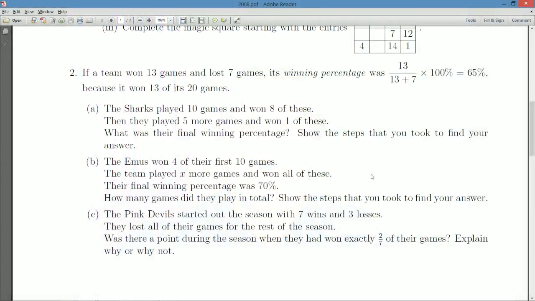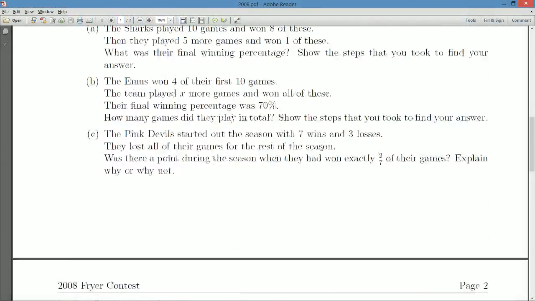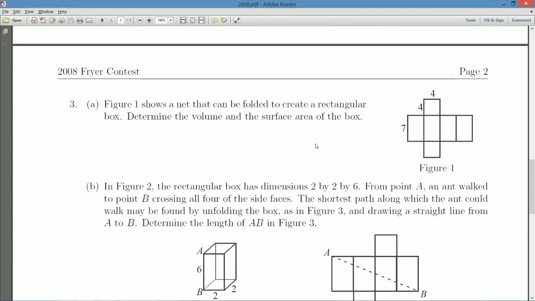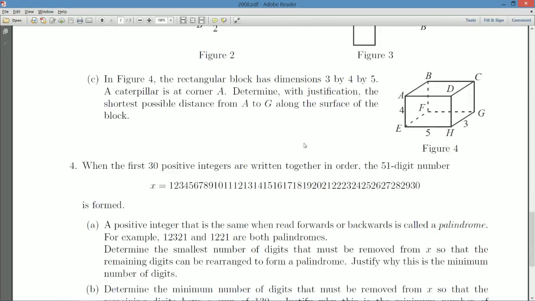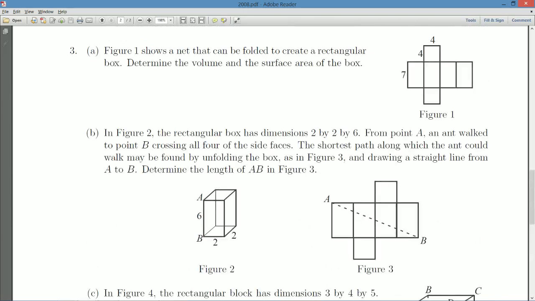We're going to continue our look at the 2008 Friar. In the last video we dealt with question number 2, so we're over the halfway point. We're on to question number 3. So 3 has 3 parts. A. Figure 1 shows a net that can be folded to create a rectangular box. Determine the volume and surface area of the box.